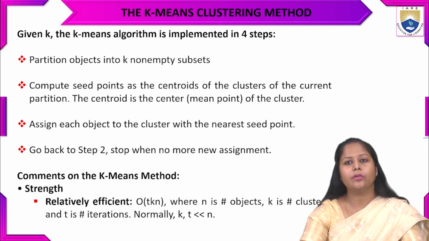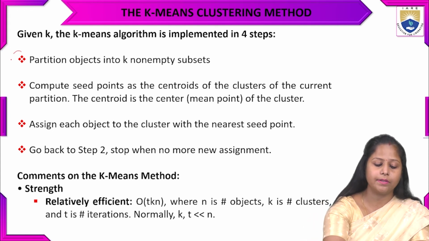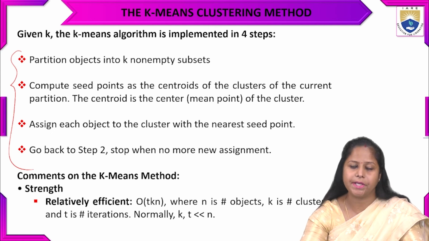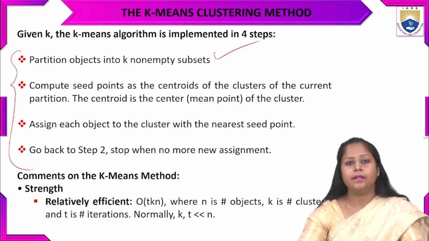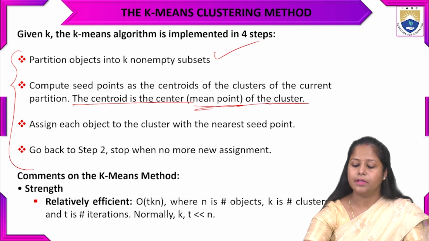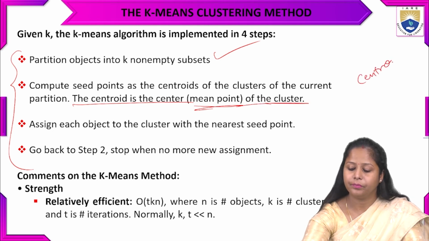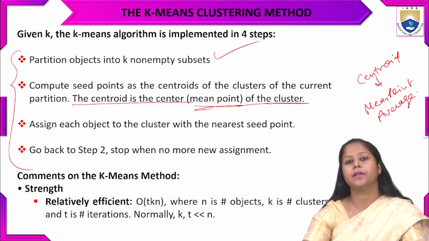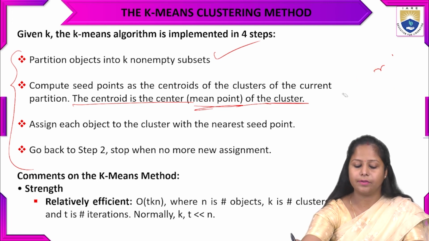Given k, the k-means algorithm is implemented in four stages. The first stage is to partition the objects into k non-empty subsets. After that, compute seed points as the centroids of the clusters of the current partition. The centroid is the center, the mean point, or we can say the average point of the cluster. So we need to compute that.